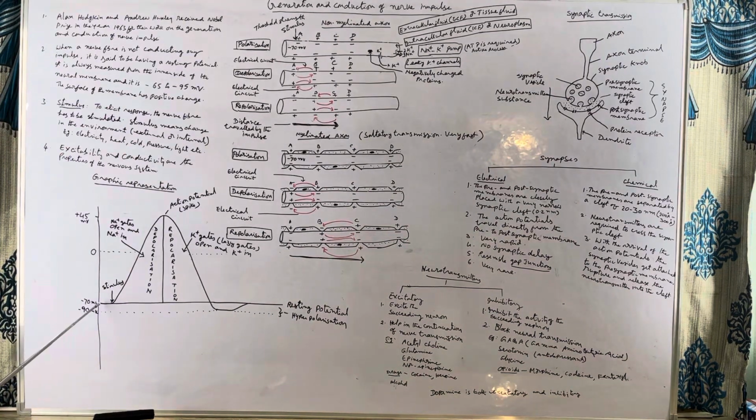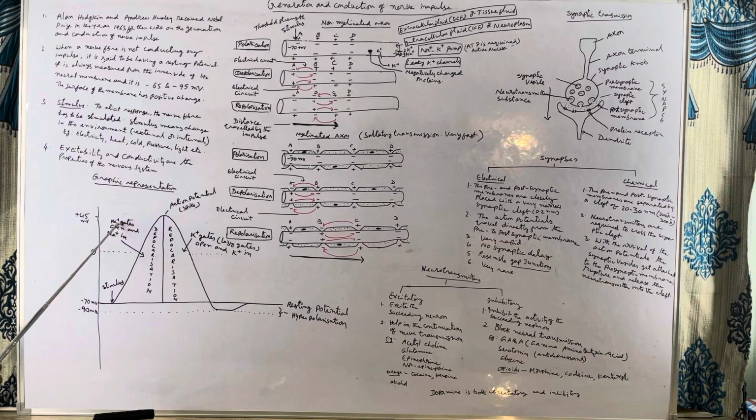So this is the resting potential. Let us say minus 70 millivolts is the resting potential. So the nerve fiber is in a state of resting potential and a stimulus is given at this point. When a stimulus is given at this point, what happens?